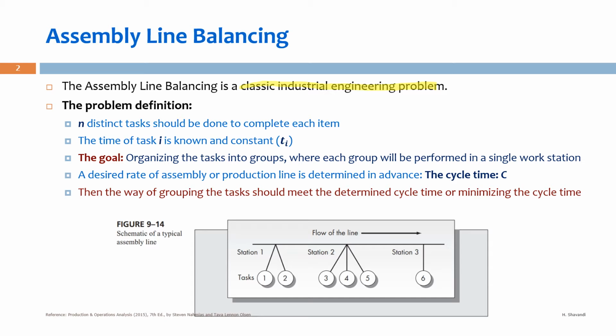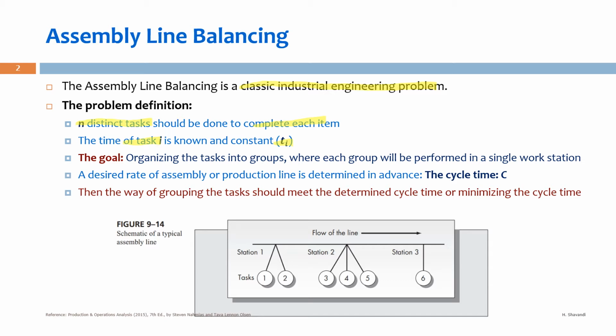So in order to complete one item of the end product, we need to do all those n tasks. Okay, so we have n tasks which should be done in order to complete each item, I mean one item of the end product. And the time of task i, we know this, and it's shown here by ti. And here our goal is this: we want to group the tasks in order to assign each group to a workstation.